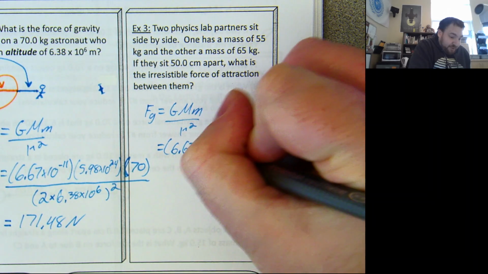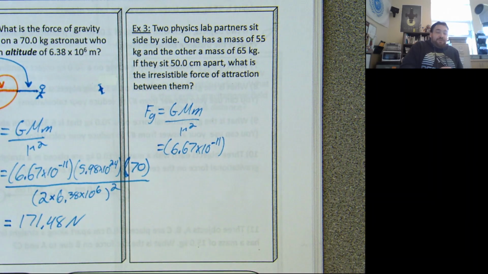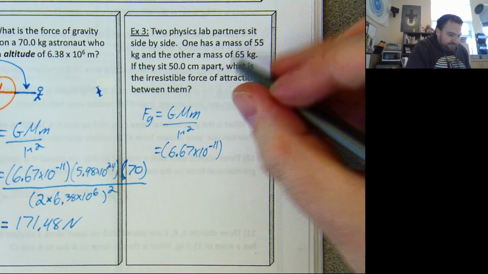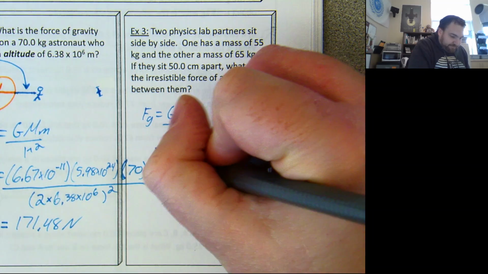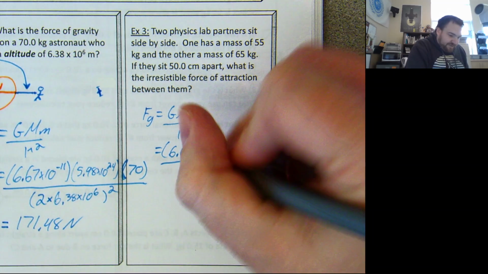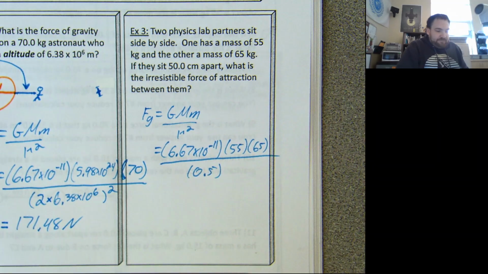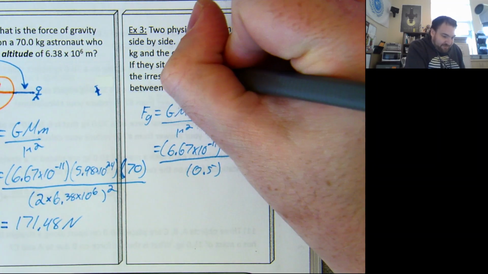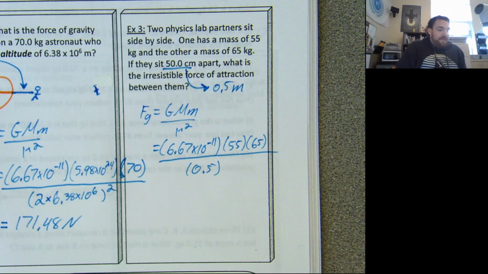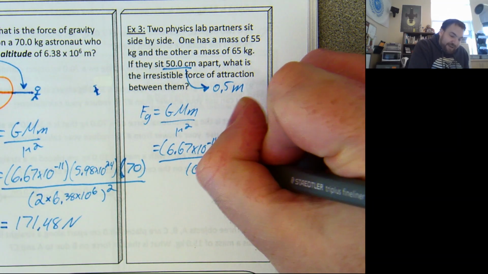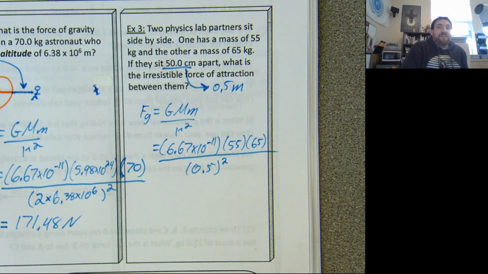So, universal gravitation hasn't changed. 6.67 times 10 to the negative 11. The mass of one is 55, the mass of the other one is 65. The distance is half a meter. This always needs to get converted. There's 100 centimeters in the meter, so divide that by 100, you get your half a meter. And don't forget, we've got to square that value.